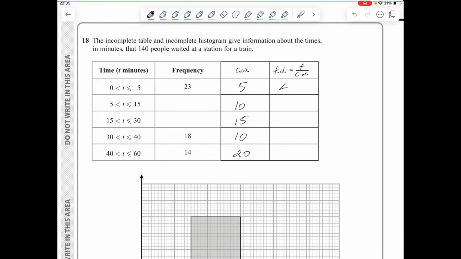So I've got 4.6 for the first one. I can't find the second and third. I have 1.8 for the fourth category and 0.7 for the last category. Now the complexity of this question is that the two bars that I have on my histogram are the ones whose frequency densities are unknown and also frequencies, so I will handle this slightly different than other questions with histograms.